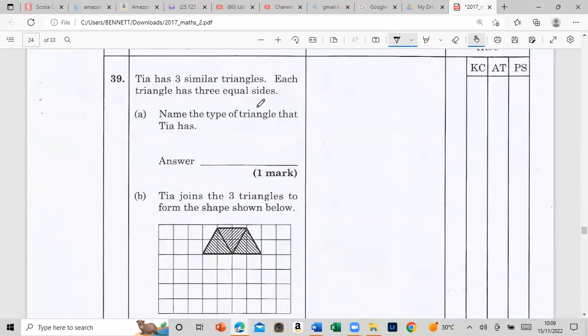Alright, so Tia has 3 similar triangles. Each triangle has 3 equal sides. Name one type of triangle that Tia has. So it could be equilateral. It is. It says all 3 sides are equal, so that would give us an equilateral. Alright, so let's move on to the last one for today, which is number 40.